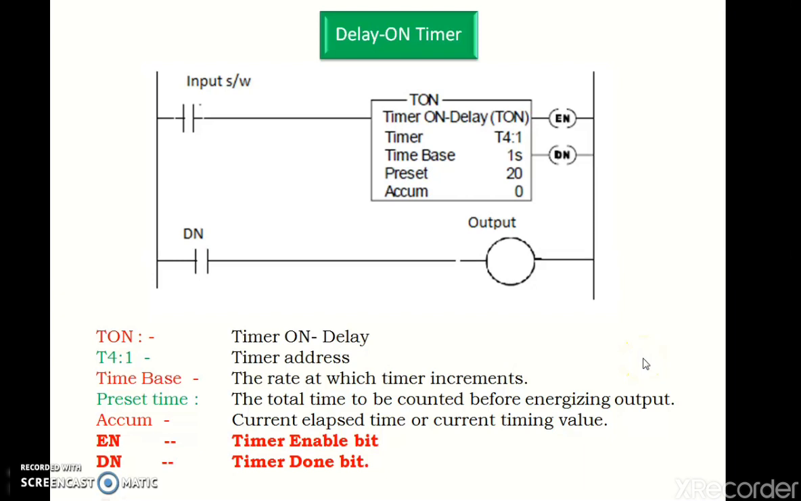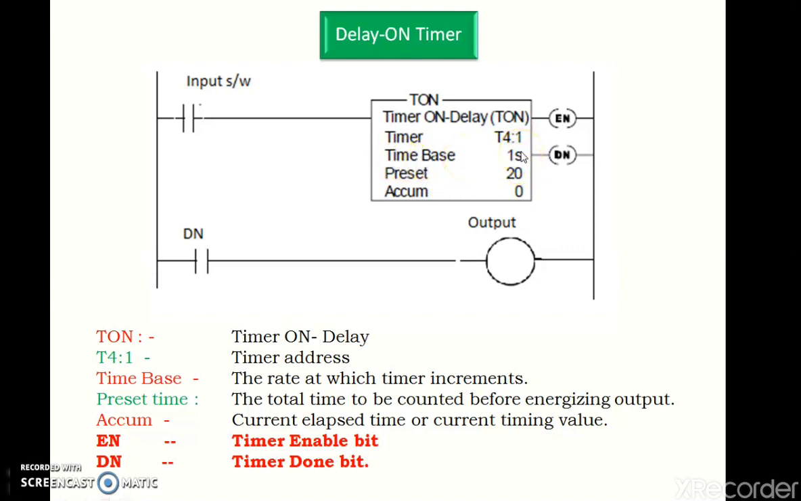Now let us see about delay on timer. Delay on timer here, it is nothing but the input switch. Timer is shown in one rectangle where it is written delay on TON. Number of timer, that is timer address is given, T4:1.